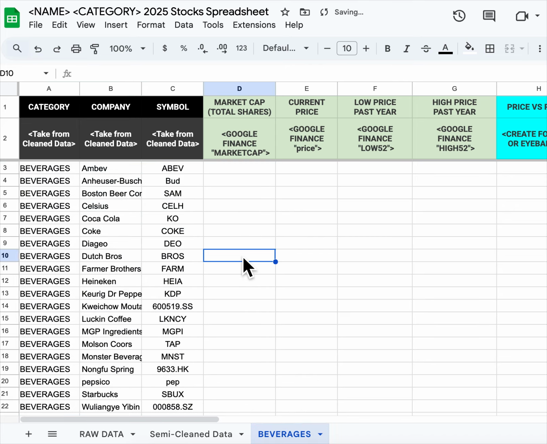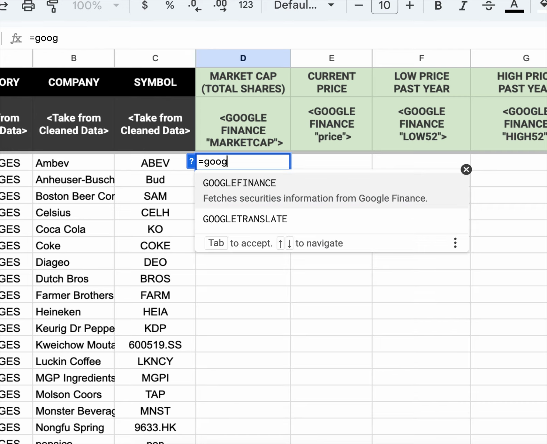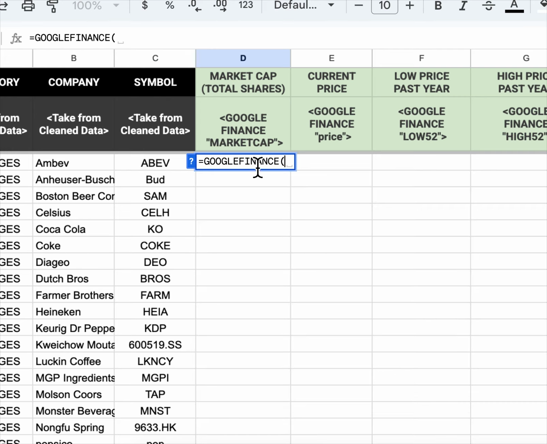Okay, next thing we're gonna do the green stuff, which is looking up some info using this thing called Google Finance. It's like a built-in tool for Google Sheets. So we double click it, type equals, and then when you start typing Google Finance, it's right there. The way it works is you click the symbol first, comma, and then in quotes you type in the type of data you want. So there's some different options. Market cap is one of them. Market cap. Make sure you spell it correctly.